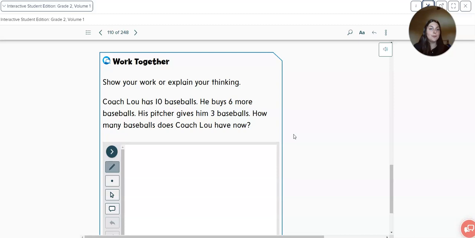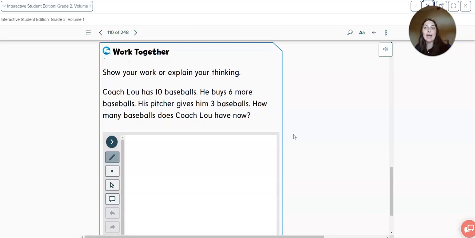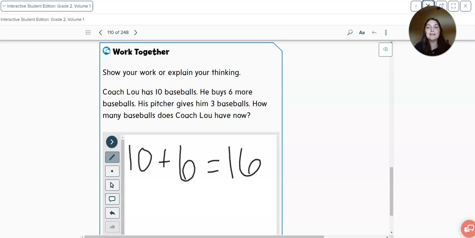Okay, so Coach Lou has 10 baseballs. He buys 6 more baseballs. His pitcher gives him 3 baseballs. How many baseballs does Coach Lou have now? Okay, so we know that we're starting with 10 baseballs, all right? And then he buys 6 more. And again, that more tells us that we are adding. So 10 plus 6 more baseballs. Okay, that equals 16. So right now he has 16 baseballs.